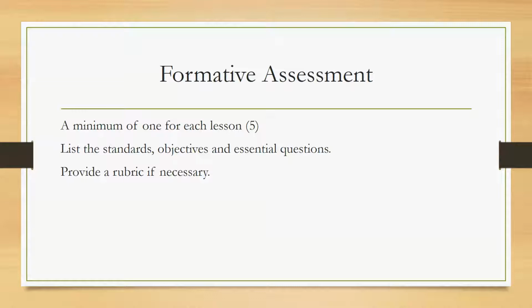They could be your Kahoot quiz that you did. It could be an exit ticket, but make sure that you include what standards you're covering, what objectives you're covering, the essential questions. If there's something that you need a rubric for, make sure you include that, so I know how to grade those. If I'm a kid taking the test, what kind of grade I would get on it.